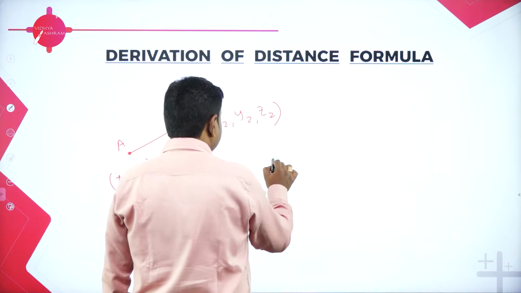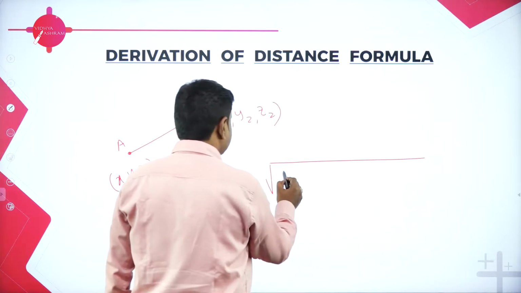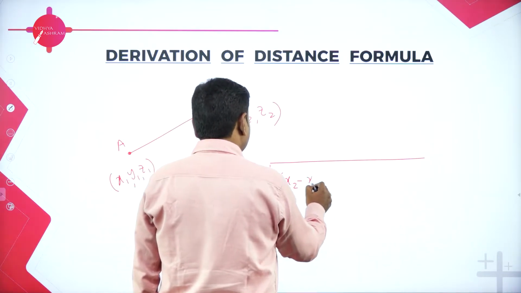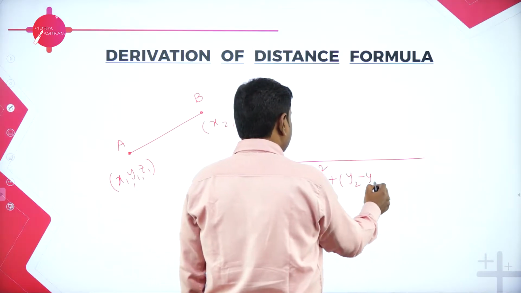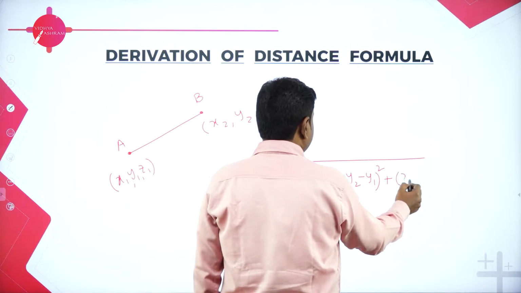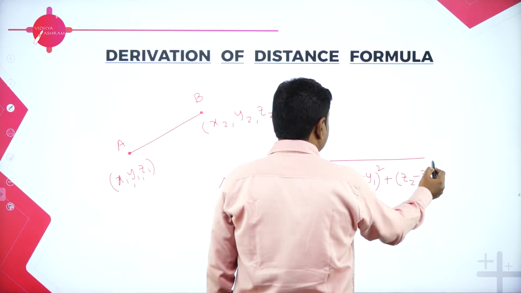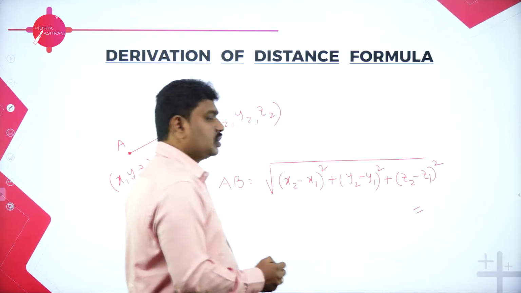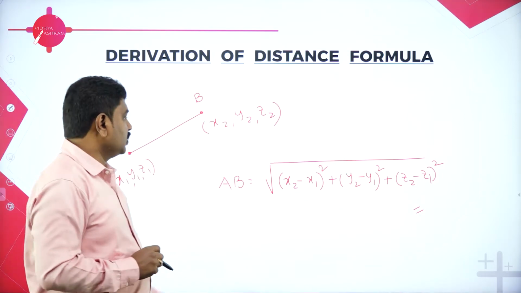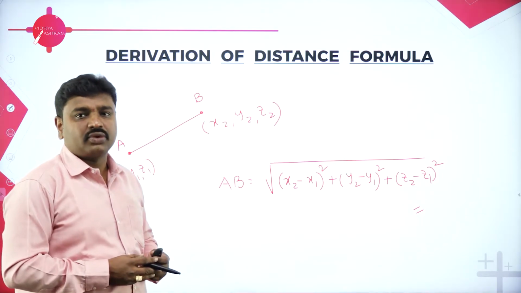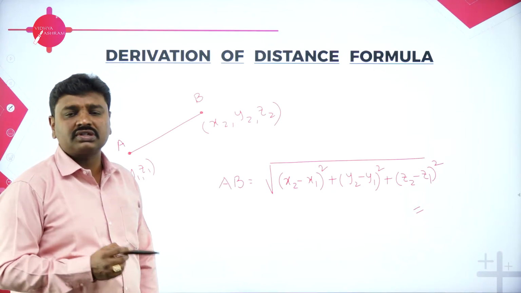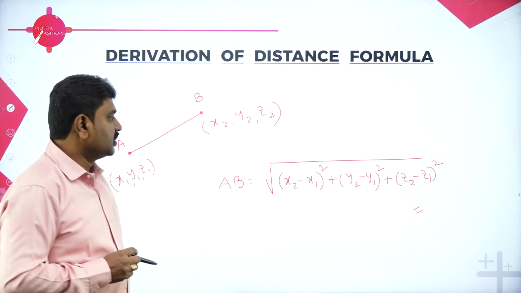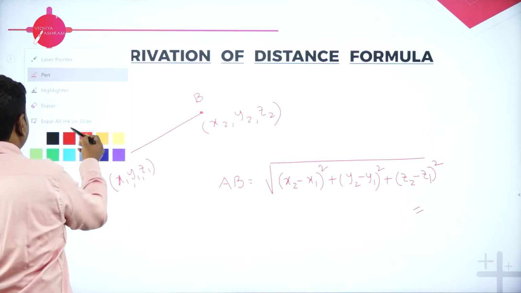Distance between A and B is root of difference of x coordinate, that is x2 minus x1 the whole square, plus difference of y coordinate y2 minus y1 the whole square, plus z2 minus z1 the whole square. So this is the distance between 2 points, or we say distance formula. So now we need to derive this. Let us derive this.